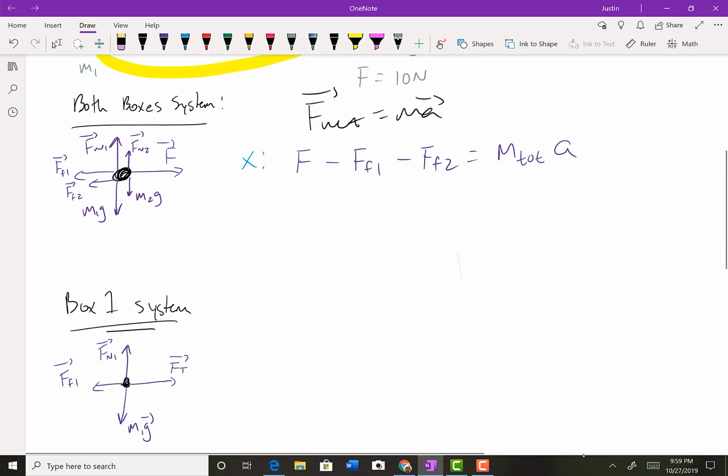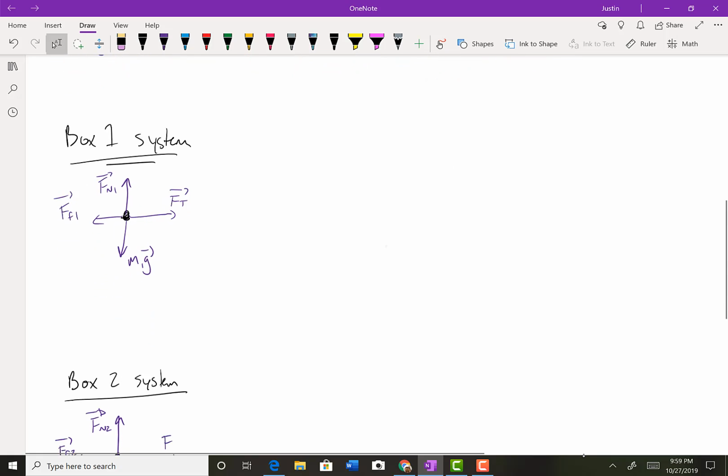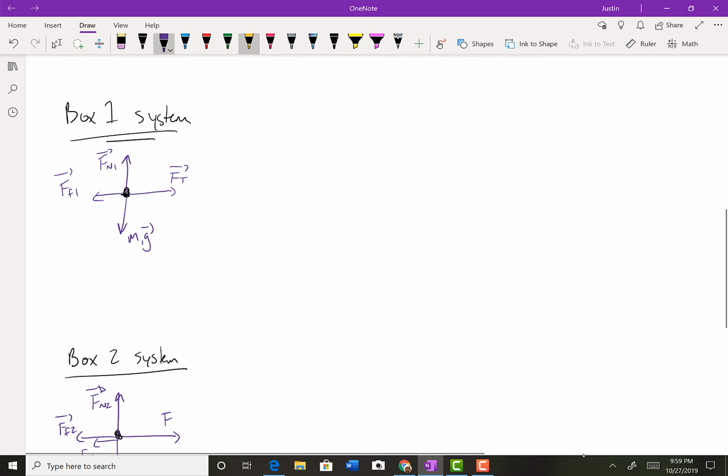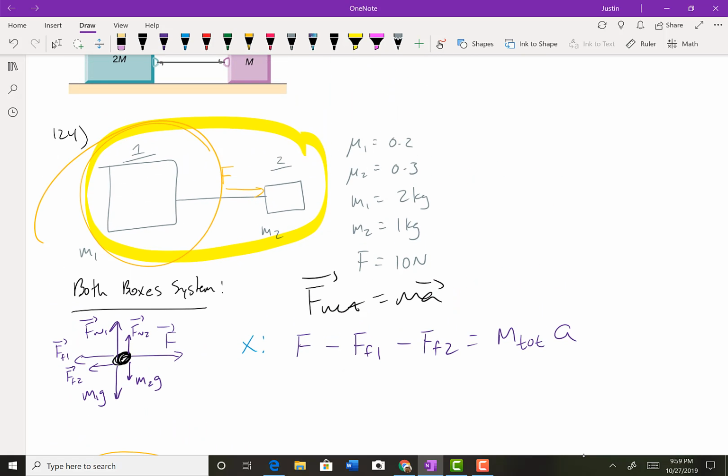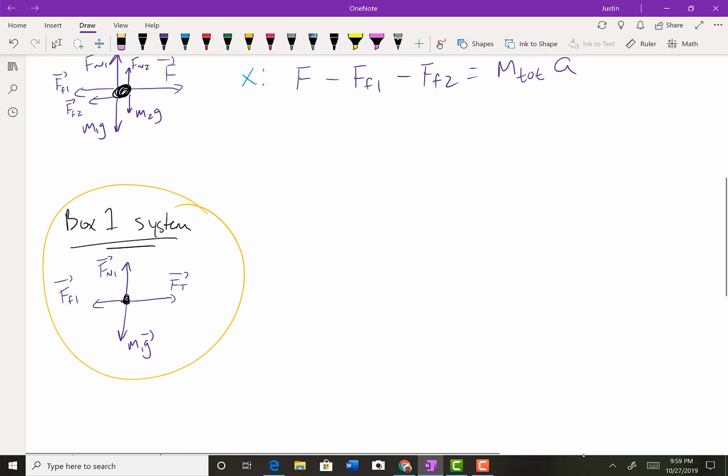All right, so I'm going to go then to box 1 being my system here. So if box 1 is my system, that means just this is my system, then that means I'm going to have the normal force from the ground pointing up on box 1, m1g from the earth, that's the weight, the tension force pointing to the right, which is really what I'm looking for, and then the force of friction from the floor acting to the left on that box.